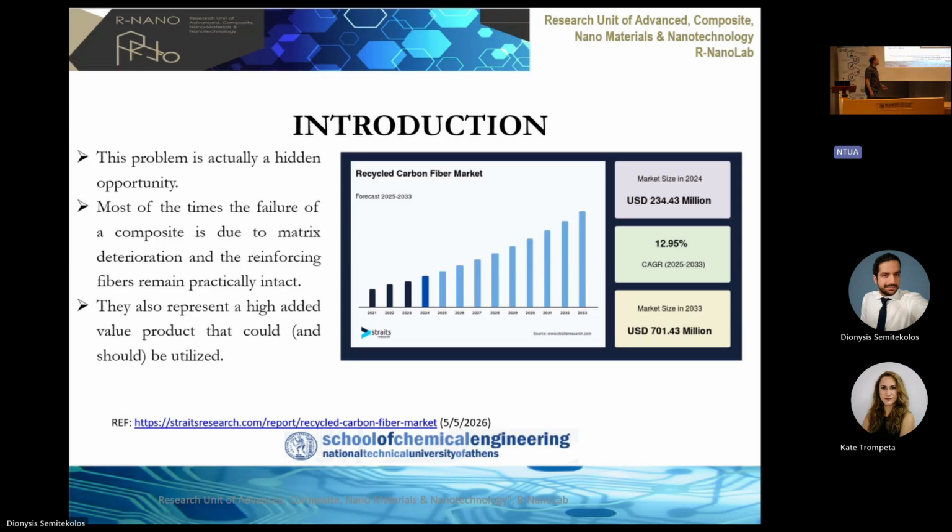You can see here, for example, the expected growth for the recycled carbon fiber market in the USA, where an annual growth of almost 30% is expected for the following decade. So it has a lot of good opportunities to grow.